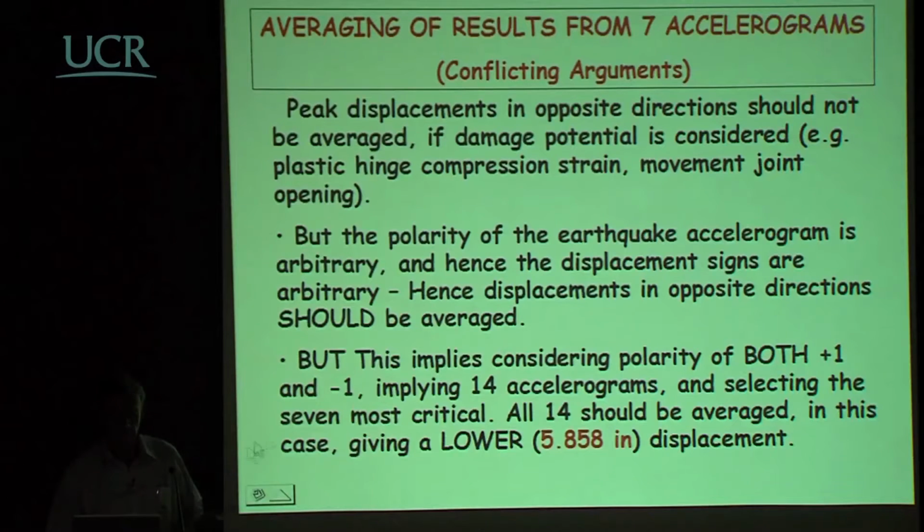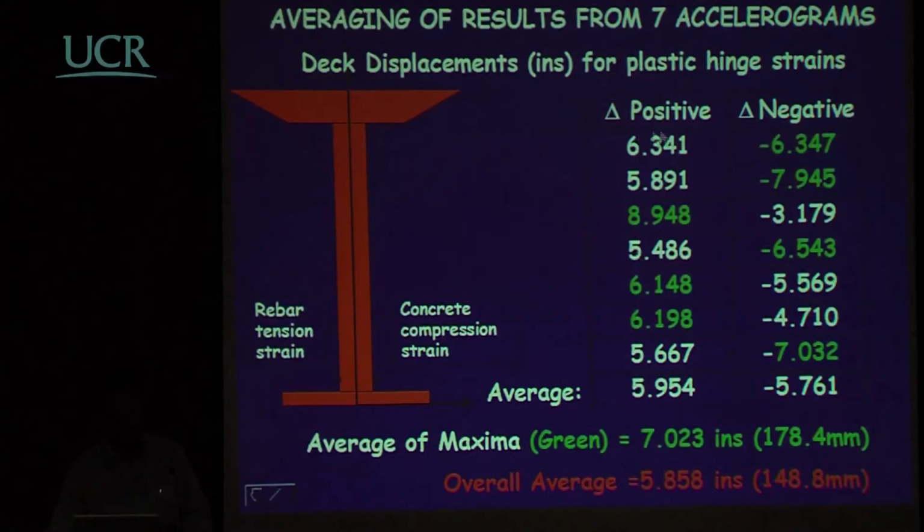But you can see now why I asked that question before. What you're doing by this is, considering the polarity of both +1 and -1, implying 14 accelerograms, and selecting the 7 most critical. I could just as logically have chosen the 7 least critical with exactly the same justification. You can see that this is not a valid way of doing it. If you're doing the analysis, you should just consider the average of these values here, or if you like, you can say, yes, I can do 14 accelerograms, but I've got to apply them all to the structure, in which case I come up with this value here of 5.8.